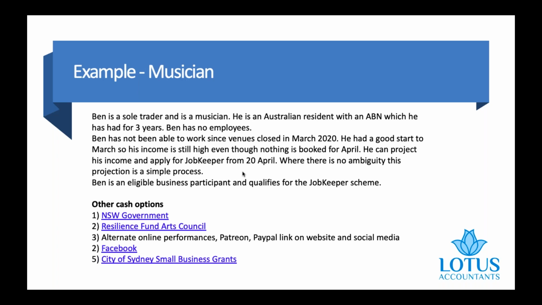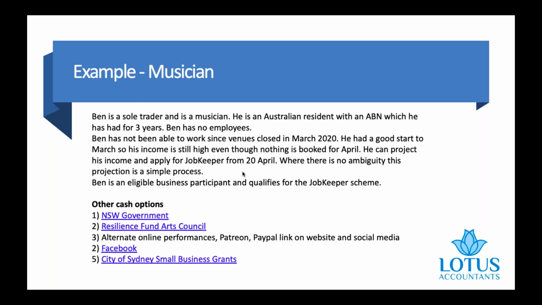So where there's no ambiguity around closures and shutdown, this is generally a simple process. Therefore, he is an eligible business participant and he qualifies for the JobKeeper scheme. So here we're saying he's an eligible business participant, so it's not as a result of being an employee. As a sole trader with an ABN, he is able to claim $1,500 per fortnight through JobKeeper.